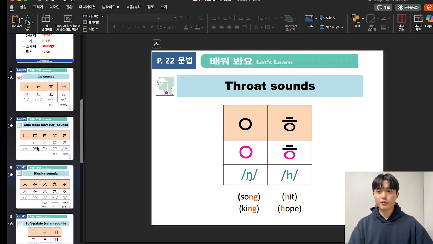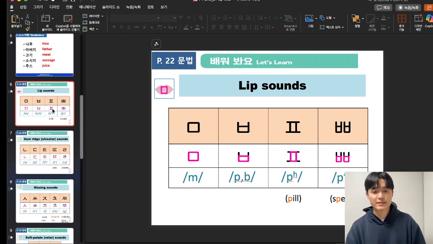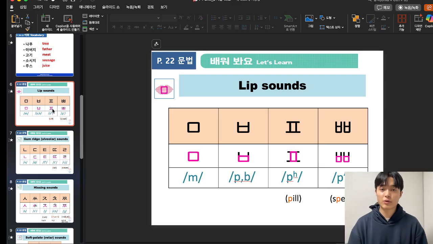Hello, this time we will talk about Korean consonants. So first, let's talk about the pronunciation. I will pronounce these consonants, so repeat after me.